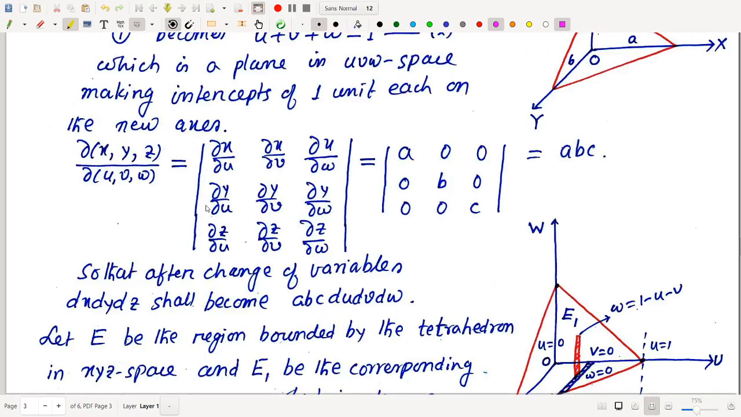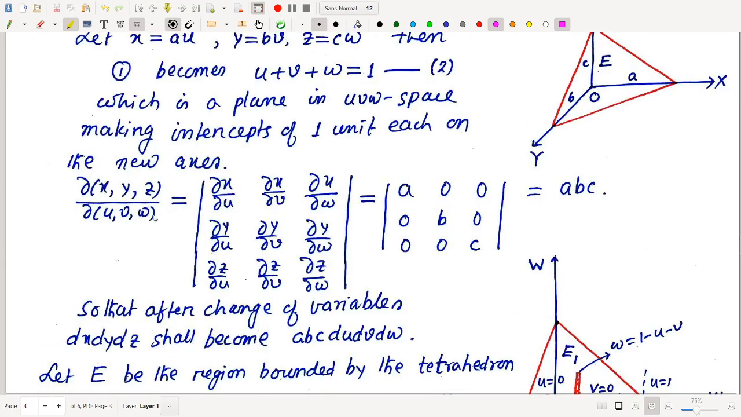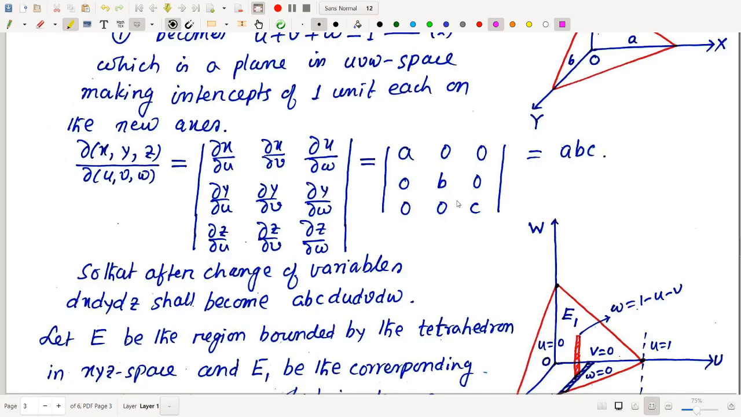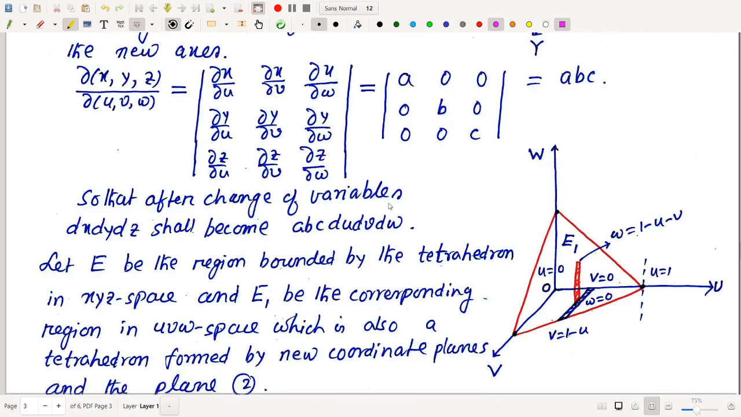Okay, now we have to check the Jacobian, del(x,y,z) by del(u,v,w). Its definition is the functional determinant. This is del x by del u, del x by del v, del x by del w, meaning the first row has partial derivatives of x with respect to u, v, w. Second row, partial derivatives of y with respect to u, v, w. Third row, partial derivatives of z with respect to u, v, w. And del x by del u is only a, del x by del v is 0, del x by del w is 0, because v, w are not there. Similarly, second row 0, b, 0, third row 0, 0, c. So it is just abc, so that after the change of variables, dx dy dz shall become abc du dv dw. a, b, c are positive.